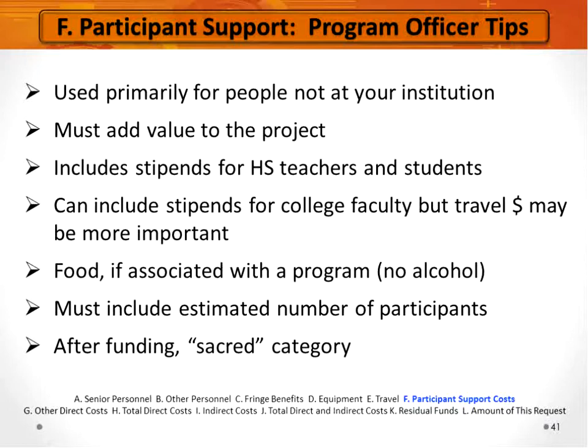This one's actually a little bit of a tricky category because some programs will tell you to put various things under participant support. So for example, if you were submitting something to the scholarship program, the scholarships for the students would be under the stipend amount. So again, read the program announcement there. But for ATE, it's primarily for people not at your institution. So high school teachers' stipends would go there if you are having a workshop to disseminate things and we're inviting 20 participants to come for a workshop for a week. That would be who it is.